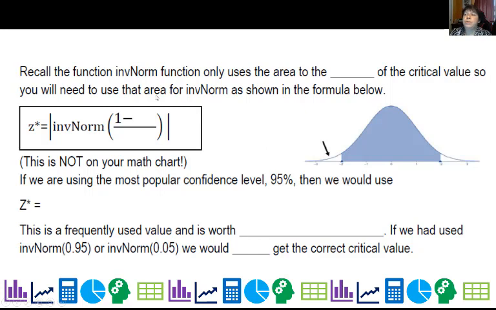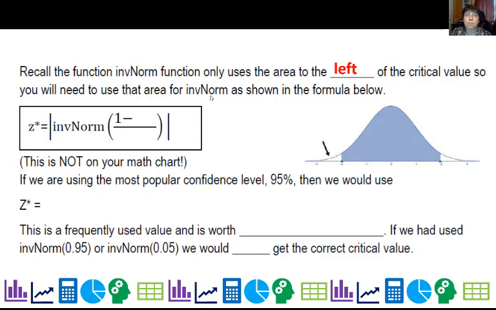If you recall, we learned the inverse norm function, which only uses the area to the left of the critical value. All right. And we were doing some problems where I would say, okay, 90% of the data is to the left of Z. What is Z? And you would do inverse norm of 0.90. And we'd say, okay, 20% of the data is to the right of Z. And you would do inverse norm of 0.80.